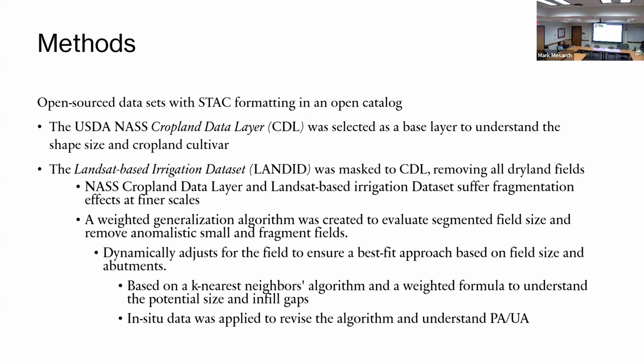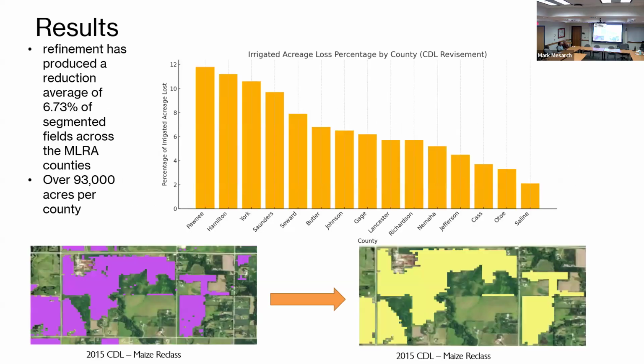It's generally based on a k-nearest neighbor algorithm and a weighted formula to understand potential size and infill gaps. In situ data was applied to revise the algorithm on top of the dynamic adjustments and to understand producers' accuracy and users' accuracy. Some of the general results.